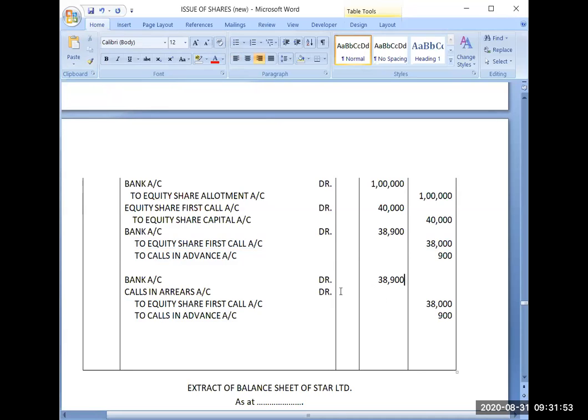I hope you are clear about this. And now this amount will become 40,000. If you are opening calls in arrears account, then it will become the total amount due. And now you can compare these two entries. Both entries are correct. Whichever you feel comfortable with, you can go with that entry. Both entries are clear. Without opening calls in arrears account and with opening calls in arrears account, I have shown you both.